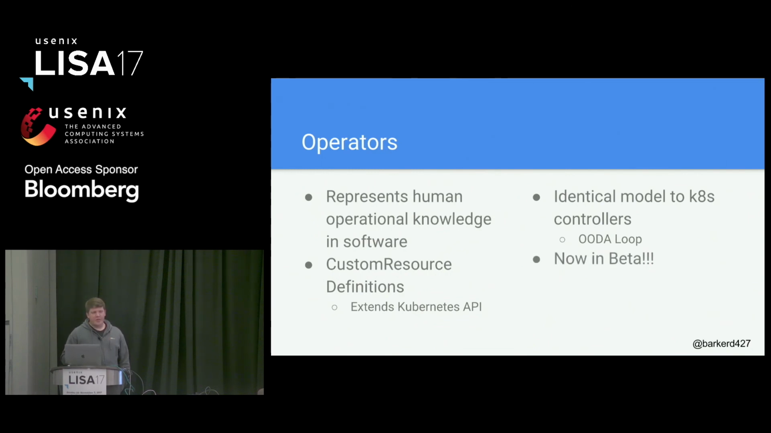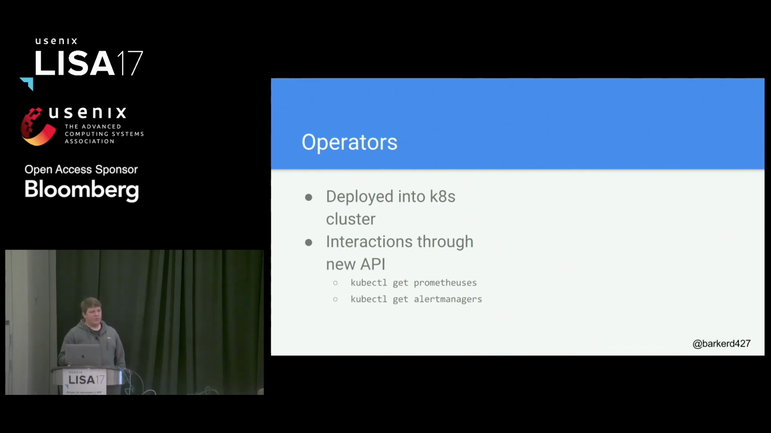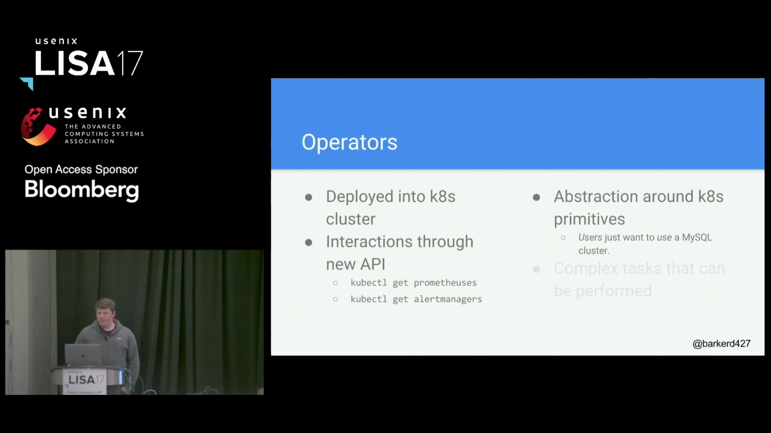So this is now in beta. It uses an OODA loop, and I'll show you how this works. So with Prometheus and alert managers in Prometheus, you can say kube control get Prometheuses. We'll be able to do the same thing, kube control get pipeline configs or get pipelines. So we're in the process of moving that way.